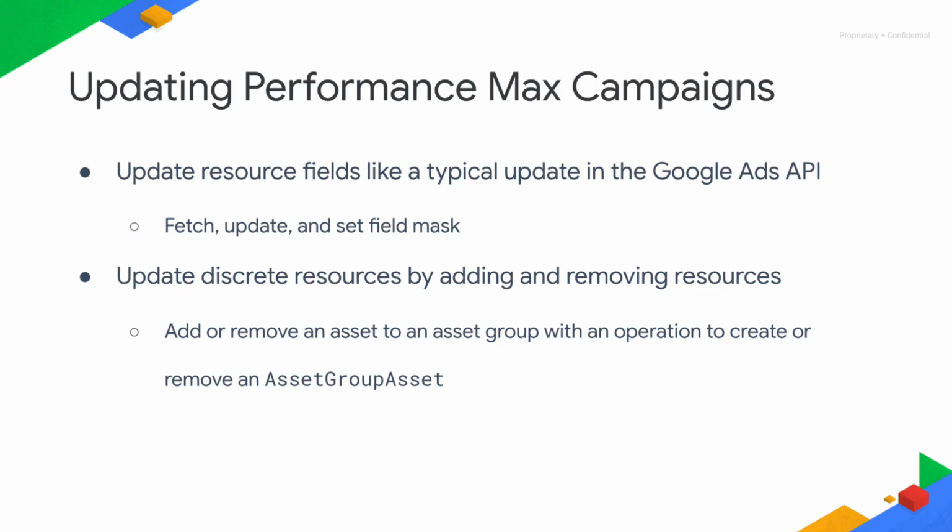When updating resource fields, you can do this like any other update in the Google Ads API. Change the fields on the object you want to update, create an update mask using the field mask utility, create your update operation, and finally issue your request. However, you must take a different approach to update entities represented by discrete resources, such as the assets associated with an asset group. To add assets to an asset group, use an asset group asset create operation. And to remove an asset from an asset group, use an asset group asset remove operation.